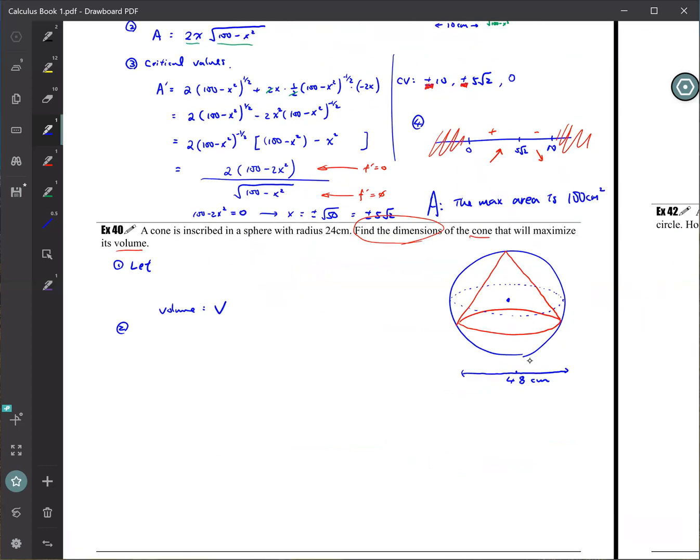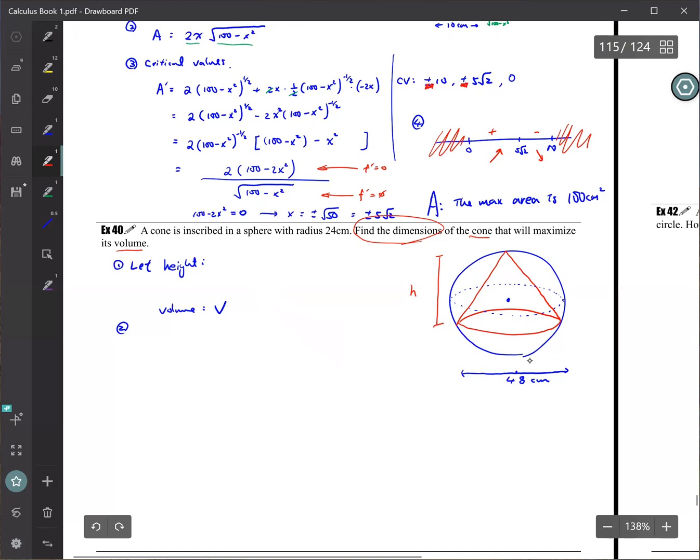So what are the other two dimensions? The height and the width, or length, whatever floats your boat. Height of the cone, and how wide it is. It's a circle, so you could say the diameter, or the radius of the cone. Make sure you don't confuse the radius with the radius of the sphere. We are interested in the radius of the cone.